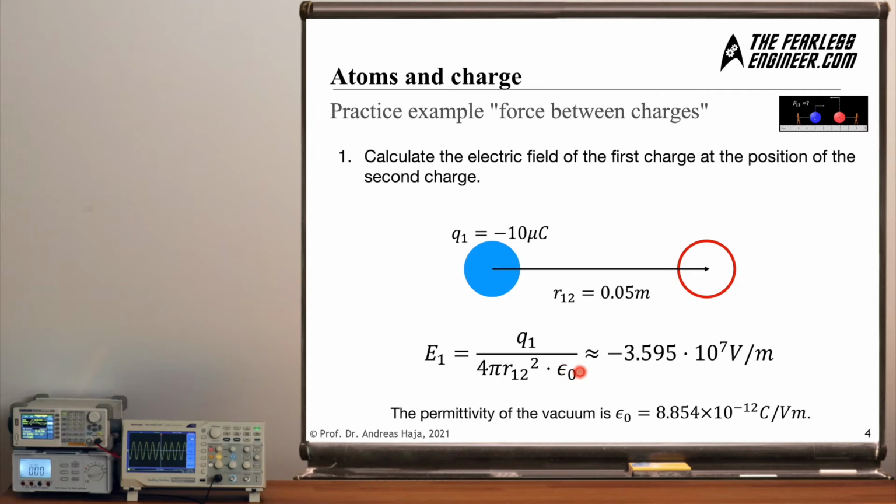We multiply it by the permittivity of the vacuum, which is at this value here. And if we just run the numbers, we arrive at a result of minus 3.595 times 10 to the power of 7 volts per meter. And the unit volt, as before, is something which we have not yet introduced, the concept of voltage, but nonetheless we can arrive at a field strength at a certain position in space caused by a charge Q1.